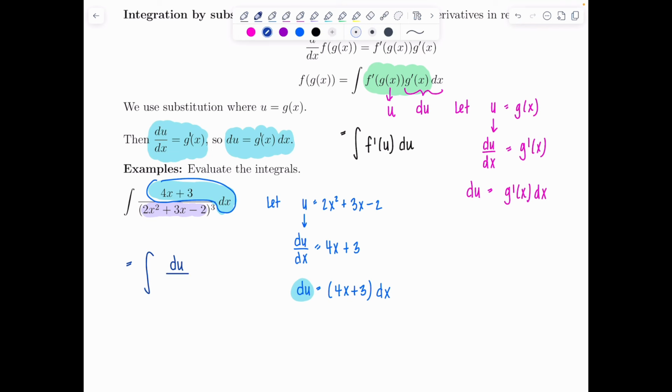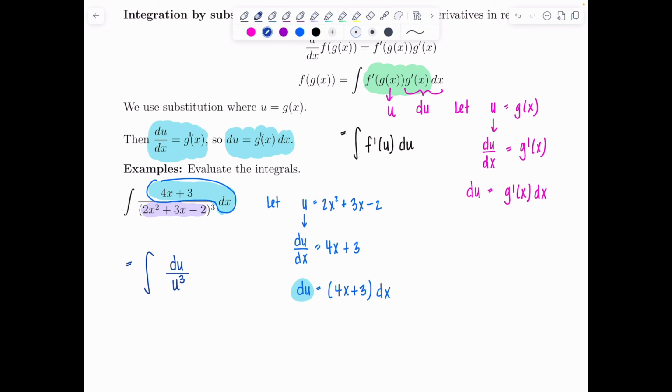Remember, instead of 2x squared plus 3x minus 2, I'm replacing that with u to the third. That exponent stays. How are we doing? I haven't taken an antiderivative yet. I'm just making a substitution. I'm changing all the variables. But now, look, what an extreme makeover. This messy thing became, boom, integral du over u cubed.